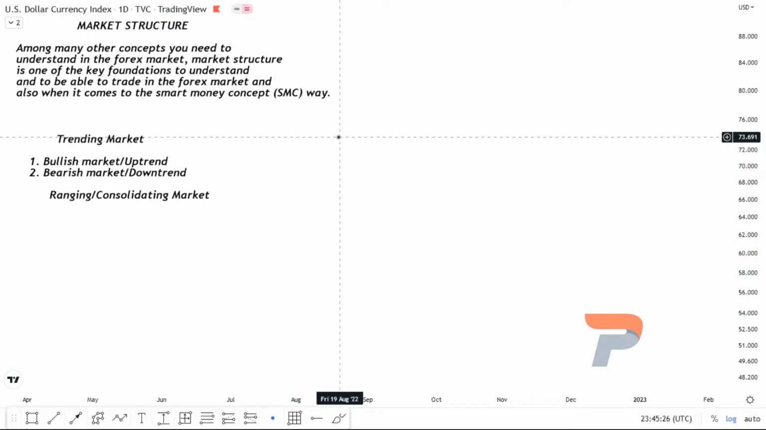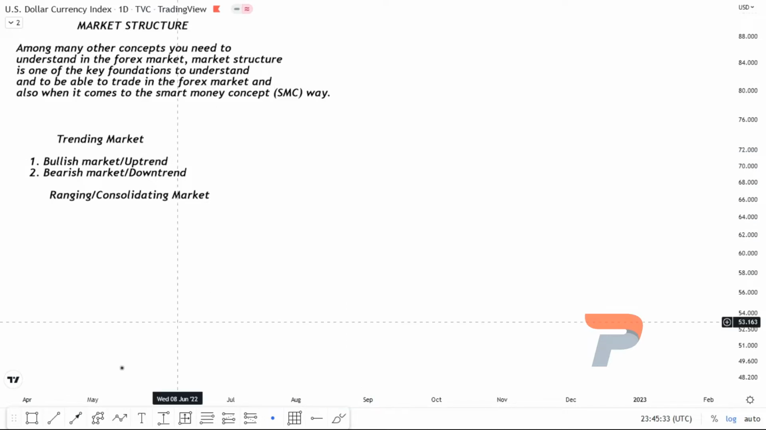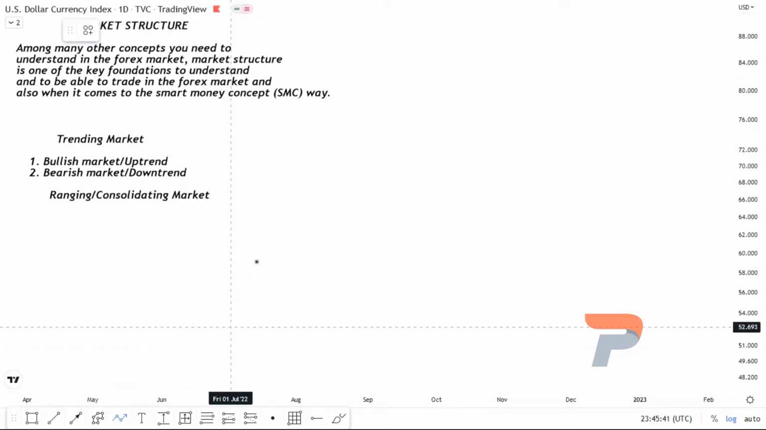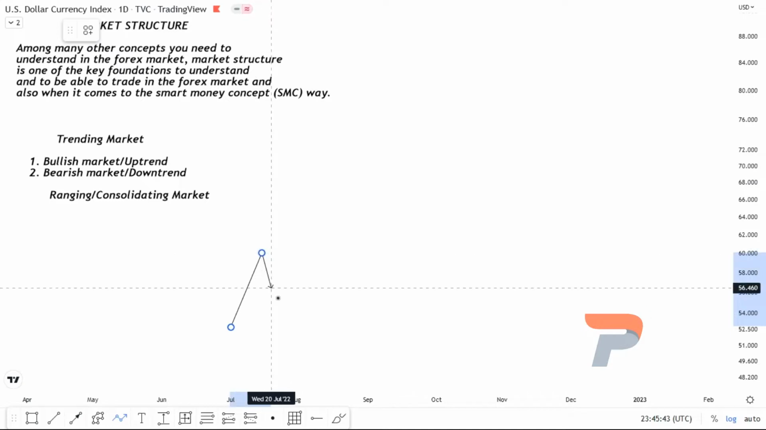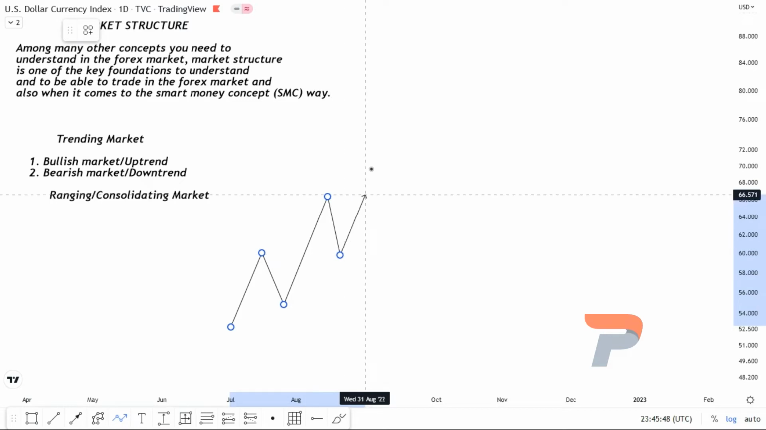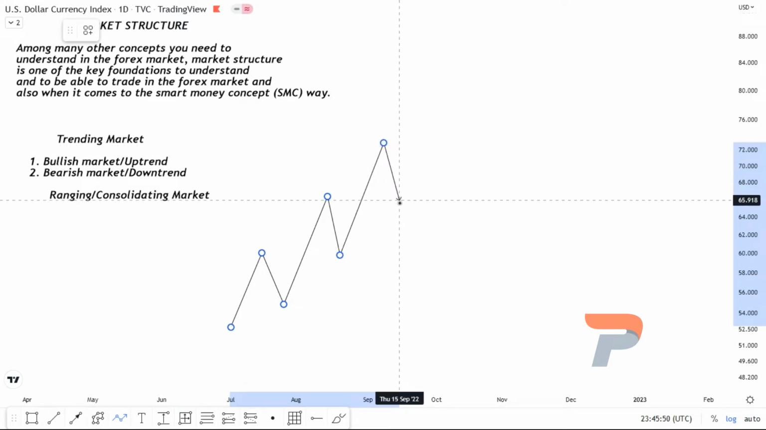Now let's talk about the bullish market. What does the bullish market really mean? What does price show in a bullish market? In a bullish market, price forms higher highs and higher lows. Let me explain better. This is our market, our typical bullish market. This is how it looks.